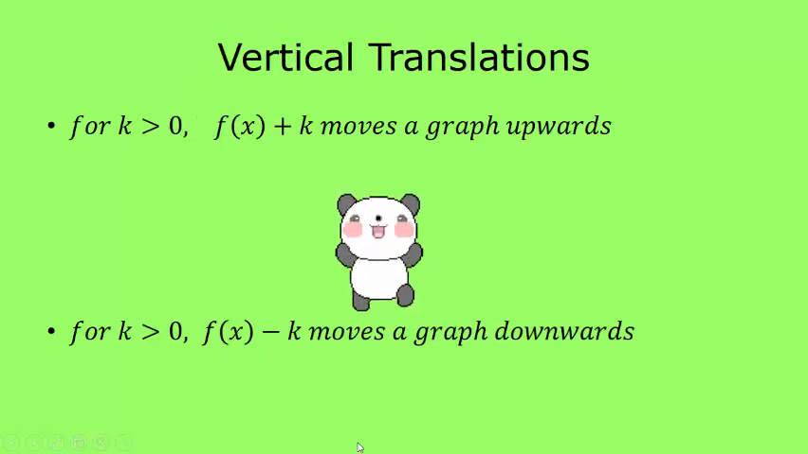Vertical translations are intuitive, exactly what you would expect. Adding a number moves the graph upwards. Subtracting a number moves the graph downwards.